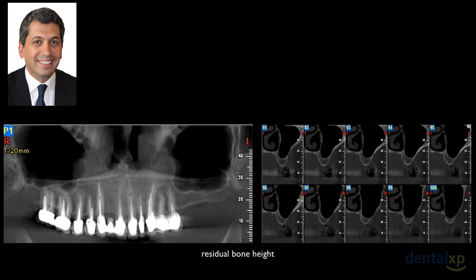Once we've ruled out or detected any pathological problems in the sinus, we have to see what the residual bone height is below the sinus. As we saw in the consensus conference on the sinus report, residual bone height is very important for us in order to decide whether to place our implant immediately or perform a delayed implant placement. So on these CBCTs we can accurately measure the residual bone height.